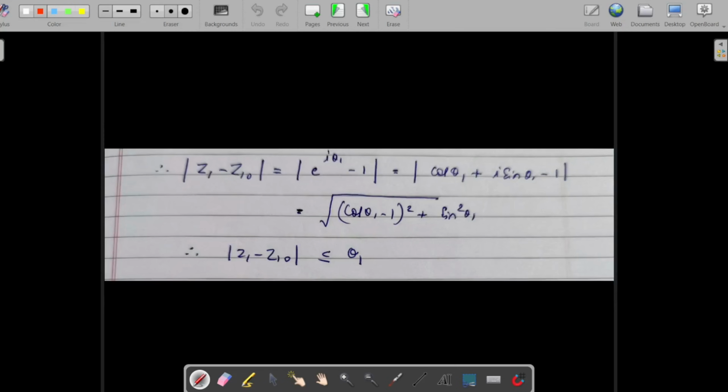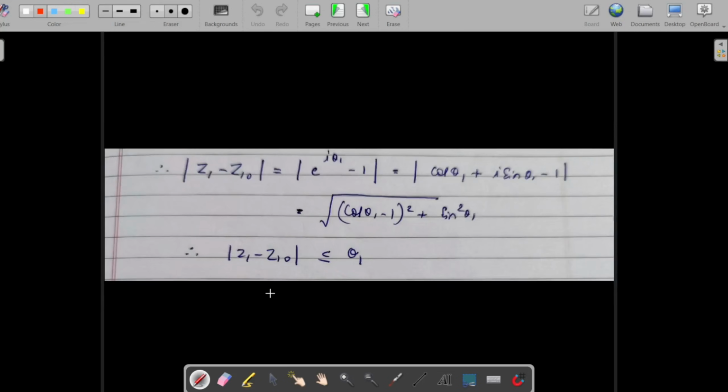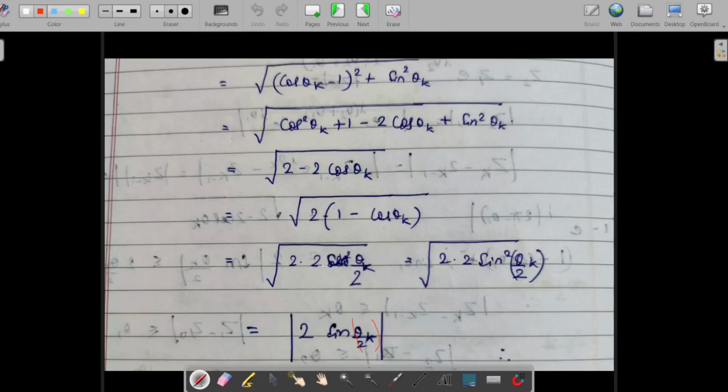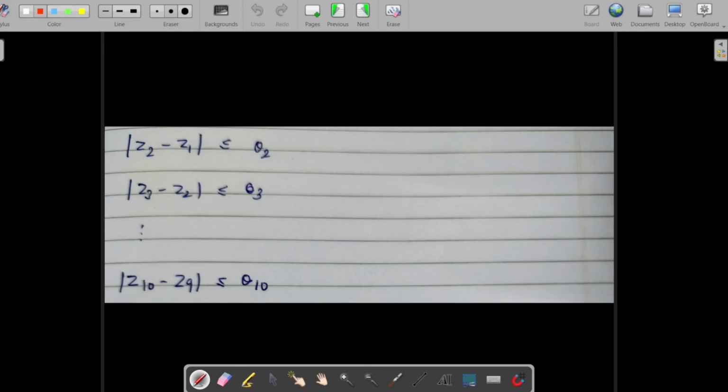So mod of z1 minus z10, which we had to find, will be e raised to the power i theta 1 minus 1, and this you know how to solve, right? Finally you will again arrive at something similar, and using the same inequality you will get mod z1 minus z10 is less than or equal to theta 1. So we had these 9 inequalities and this last inequality, and notice that is what I said right in the beginning, that this is a very important point in this question: since all of these angles are positive, you can directly add the inequalities. So we can simply add these 9 and this last one.